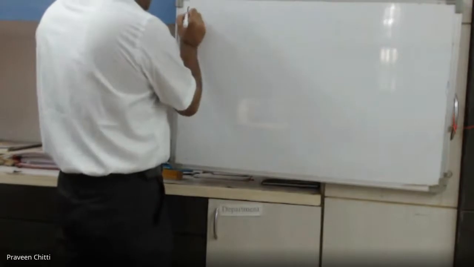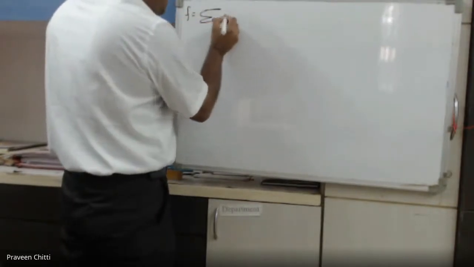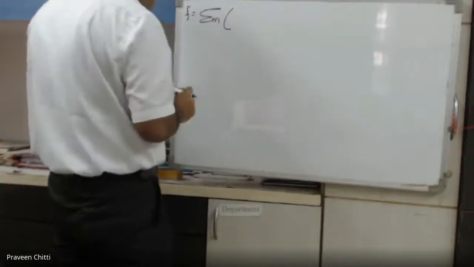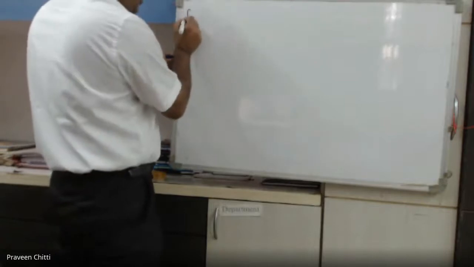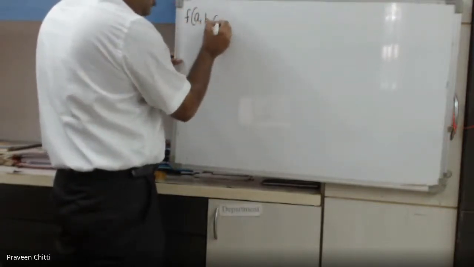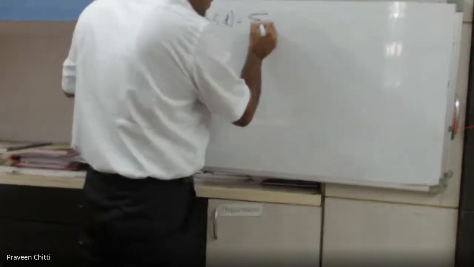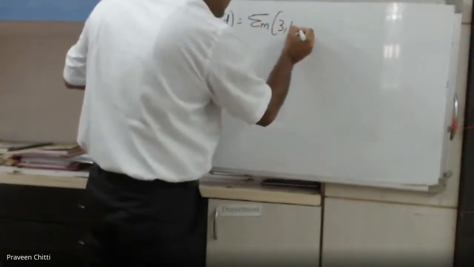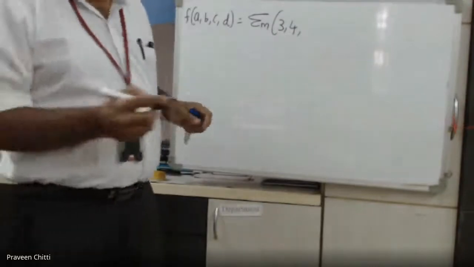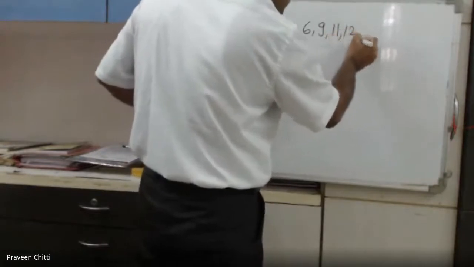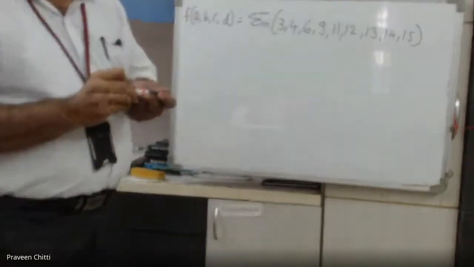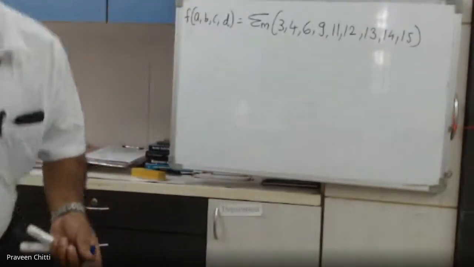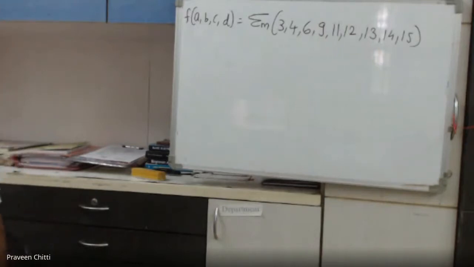I will write here again. F equal to sigma m. I write the complete given expression. F of a, b, c, d equal to sigma m. What is it? 3, 4, next 6, 9, 11, 12, 13, 14, and 15. This is what you need to simplify.